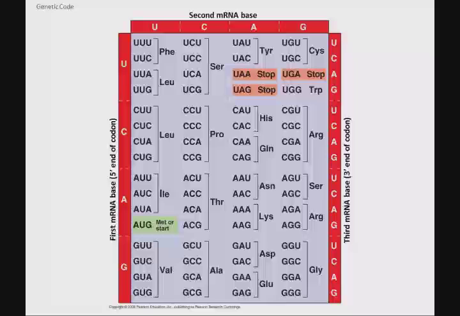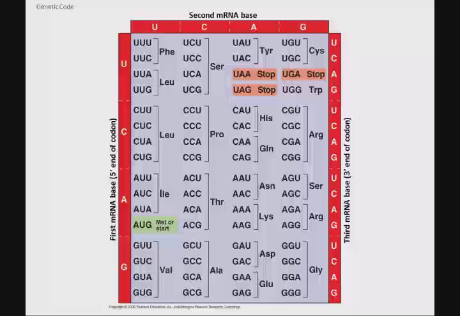Now the way this works is on the left-hand side, you see it says first mRNA base. Remember, we're going to have 3 bases in a codon. So for the first mRNA base, you pick one: U, C, A, or G. Let's pick A for an example, and then you would read the second base. So if the 3-letter code that we were working with was AGU, we would pick A from the left side.